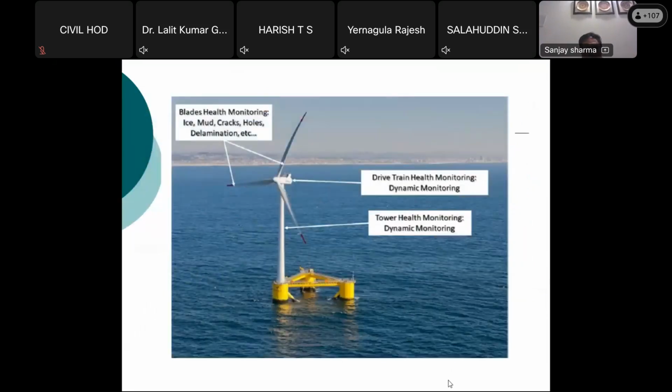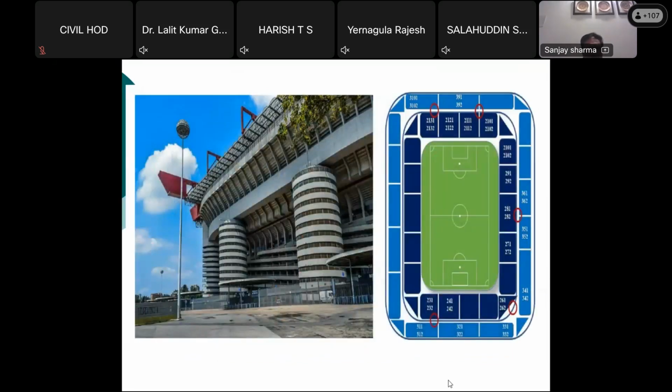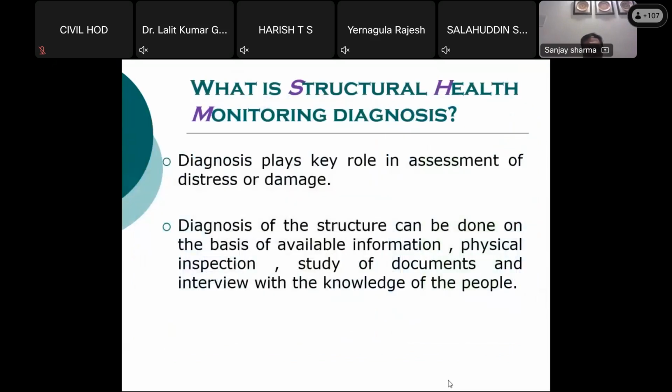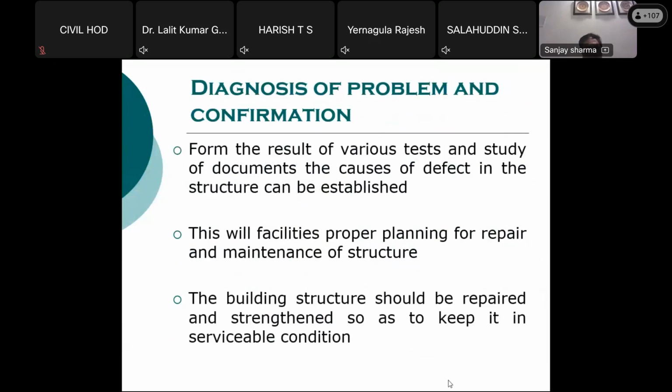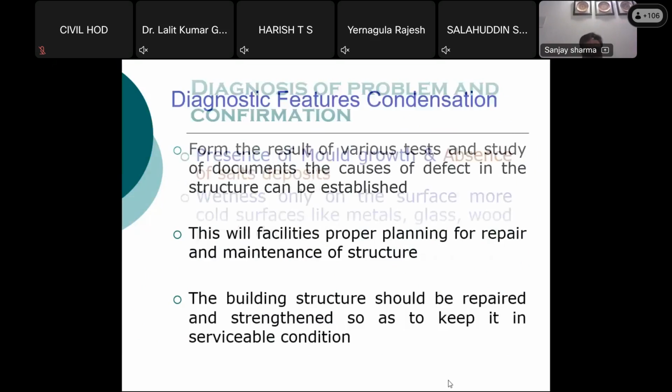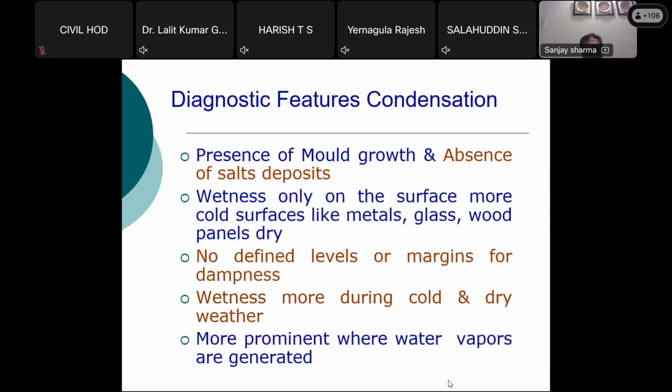I will just skip this because I'm just giving you an idea of what type of system you can install to determine the various stages of a structure. Once you collect the data, you diagnose it, and finally, based on that, you decide your further repair and maintenance, or whether it requires strengthening, or reconstruction.